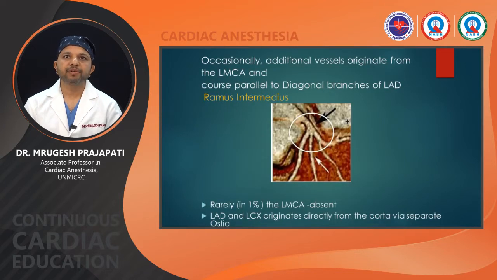Occasionally, an additional vessel originates from the LMCA and courses parallel to the diagonal branches of the LAD, which is known as the ramus intermedius. So this figure shows the trifurcation of the LMCA, in which the central one is a ramus intermedius, which is also known as the high diagonal or the first diagonal of the LAD. Rarely, in 1% of individuals, the LMCA may be absent. In such cases, the LAD and the circumflex artery originate directly from the aorta via separate ostia.